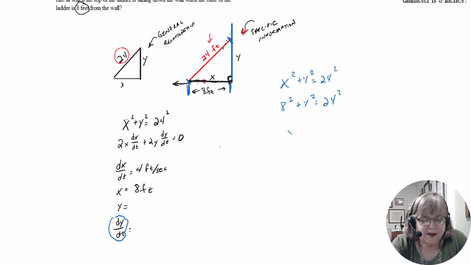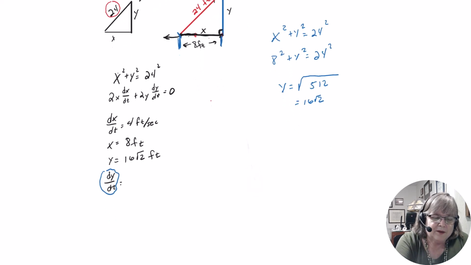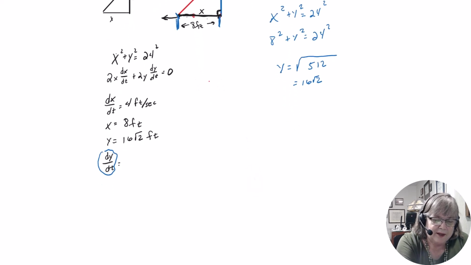So y turns out to be the square root of 512 after you kind of go through the math, right? And this turns out to be 16 square root of 2. So this y here is 16 square root of 2 feet, right? So what we're going to do is to take this equation right here, let's label it 1. We only have one equation, right? And we're going to start filling it in.